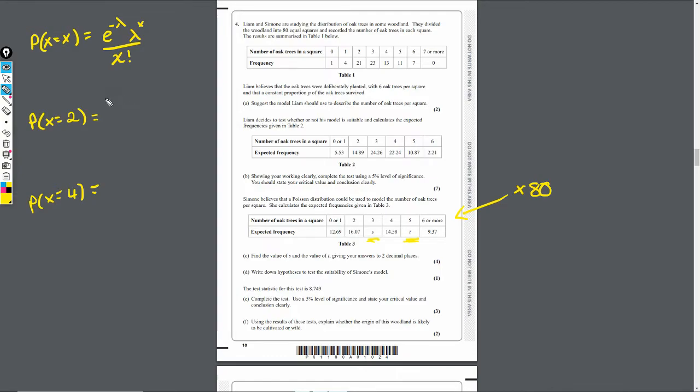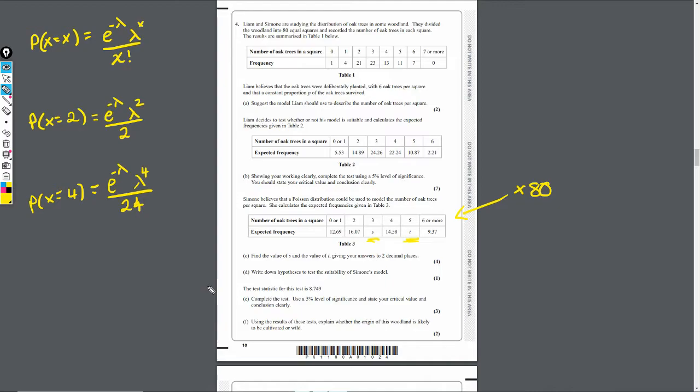But if we do that now, the probability x equals 2 is going to be e to the minus lambda times lambda squared all over 2 factorial, which is 2. Okay, so that's that one nice and easy. X equals 4. Again, e to the minus lambda times lambda to the 4 all over 4 factorial. So 4 times 3 is 12, times 2, then times 1. I'm just going to get 24. Okay, so now we've got these two probabilities here.